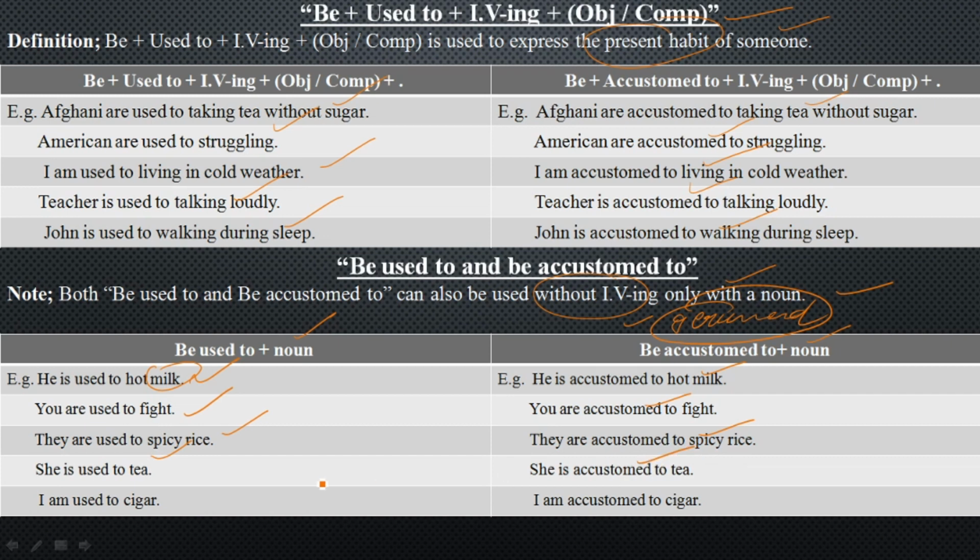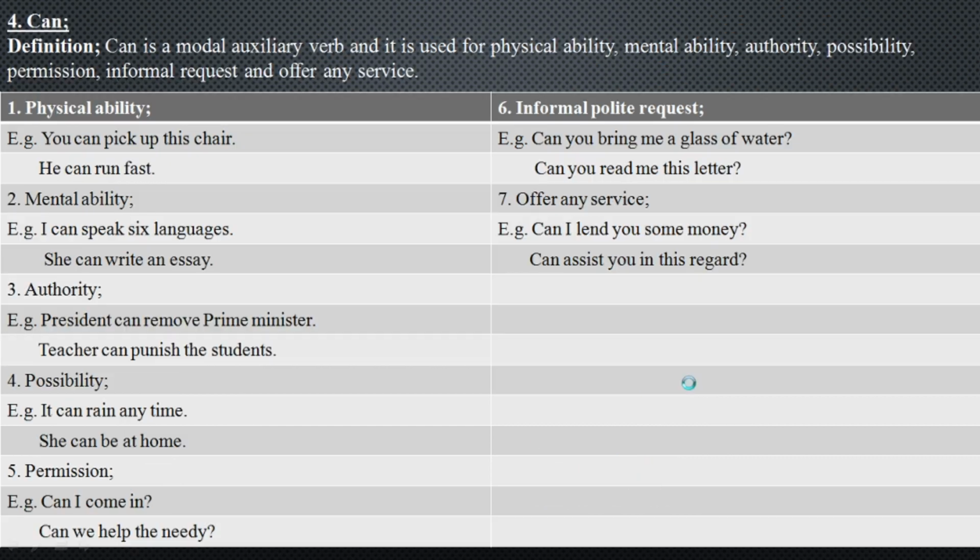Means taking tea. Without ing form you can use it. Without gerund you can use it. And I am used to cigar. I am accustomed to smoking cigar. Instead of that you can say cigar. So that is the be used to and be accustomed to.